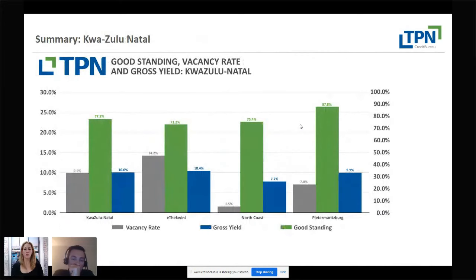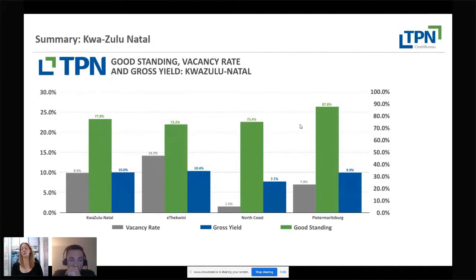And then let's pop across to KwaZulu-Natal. KwaZulu-Natal, oh, such a struggle, hey? It's the second worst performing from a collections perspective. So it and Gauteng kind of oscillate between who are the two worst performing provinces. Currently, KwaZulu-Natal sitting at 77.8% good standing on a whole, but you go to an area like Pietermaritzburg and that's up to 87%. Vacancies in Pietermaritzburg down to 7%.